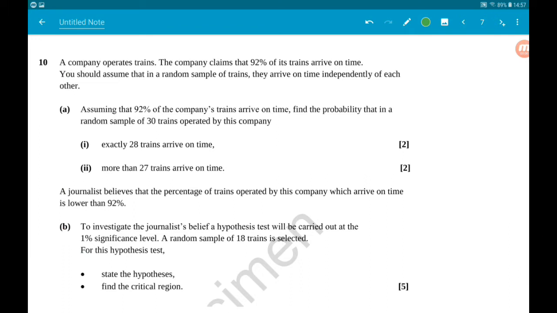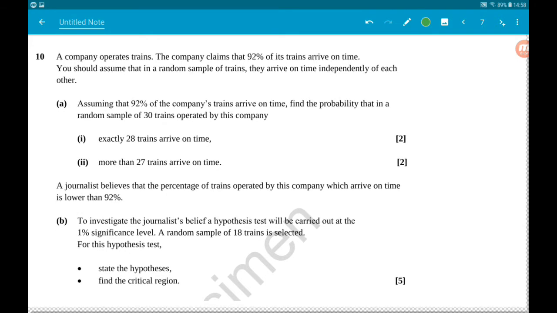Okay, number 10. A company operates trains. The company claims that 92% of their trains arrive on time. We should assume that trains arrive on time independently of each other. Part A. Assuming that 92% of the company's trains arrive on time, find the probability that, in a random sample of 30 trains operated by this company, part 1, 28 trains arrive on time. Okay, so let's think about this. The outcomes are either a train is on time or not on time. Events are independent of each other. It's binomial distribution.